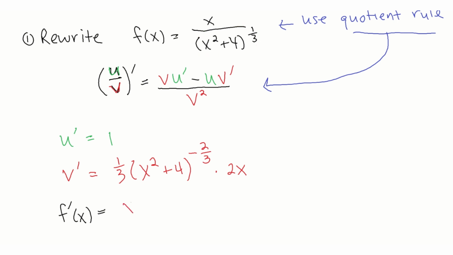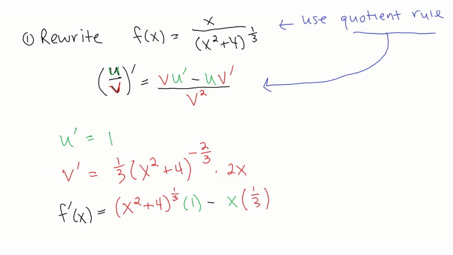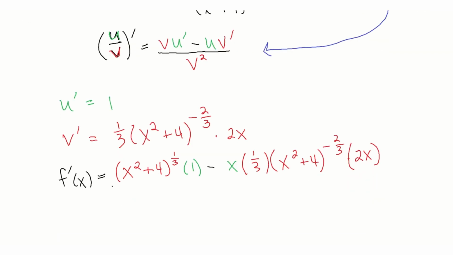Low, d high, minus high, d low. All over the bottom function squared.